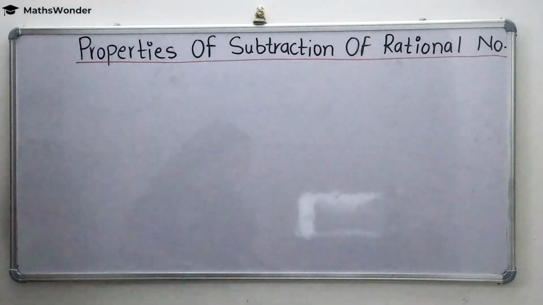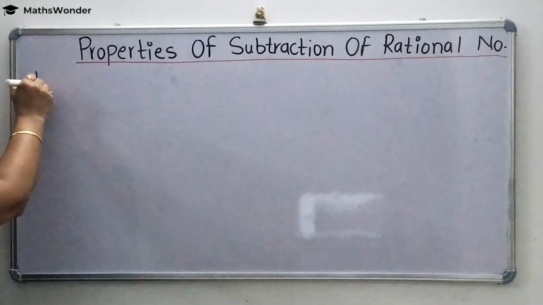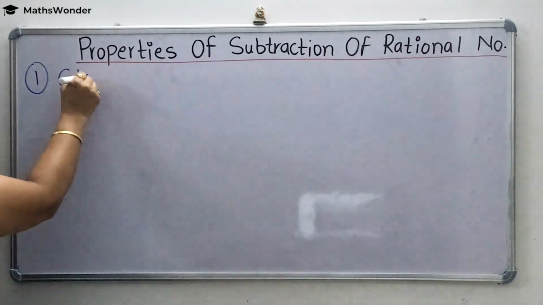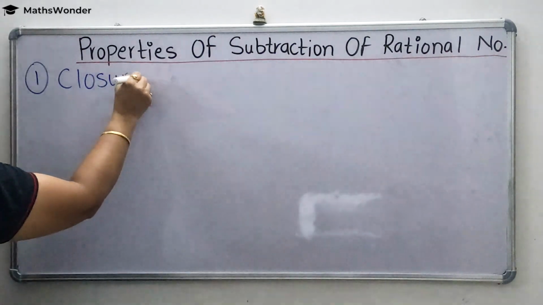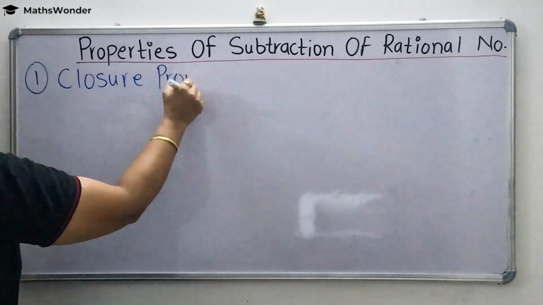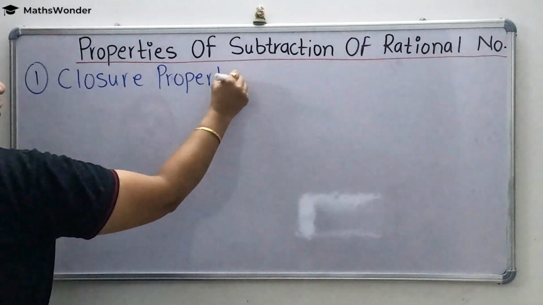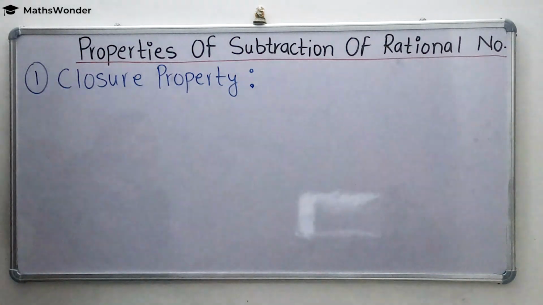So the first property of rational number subtraction, just like addition, we already did in the last class. What is the first property? The closure property. The closure property is the simple property. You have to do the subtraction with two rational numbers.